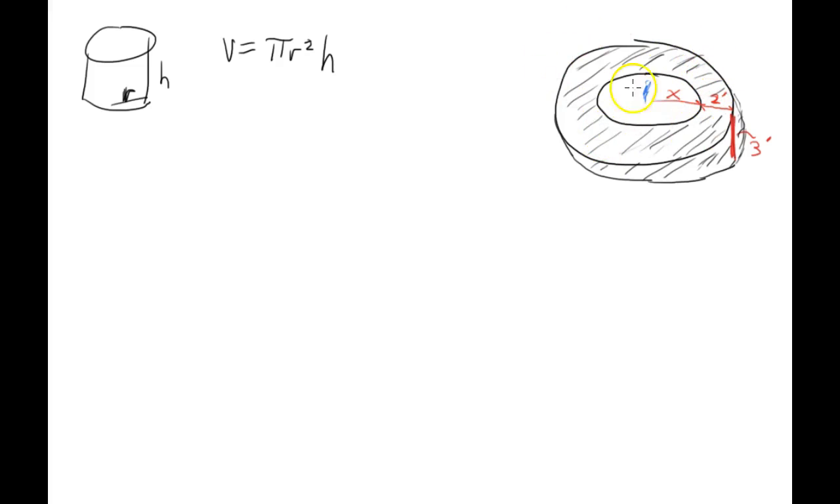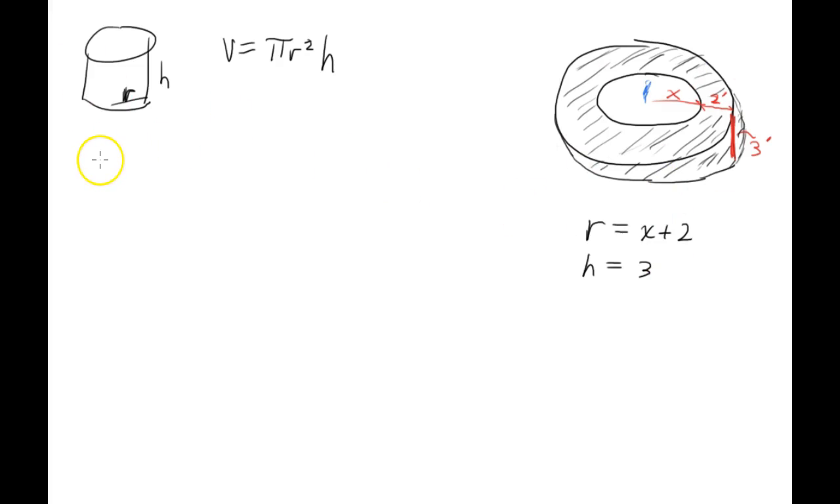Let's first find the volume as though it were all concrete. So let's say it wasn't empty in the middle. In that case, the R would be x plus 2, right? That's the radius, x plus the 2. The height would be 3 feet. Okay, so let's do that.